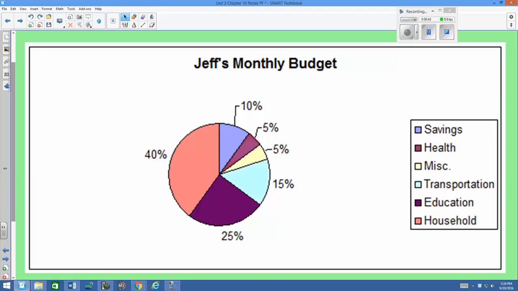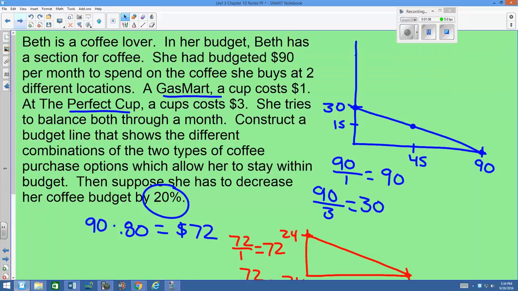So this person has 10% of their money in savings, 5% in health costs, 5% in miscellaneous, 15% for transportation, 25% for education, and 40% for household, which is probably like groceries and cleaning supplies, things like that. So let's look at some examples.